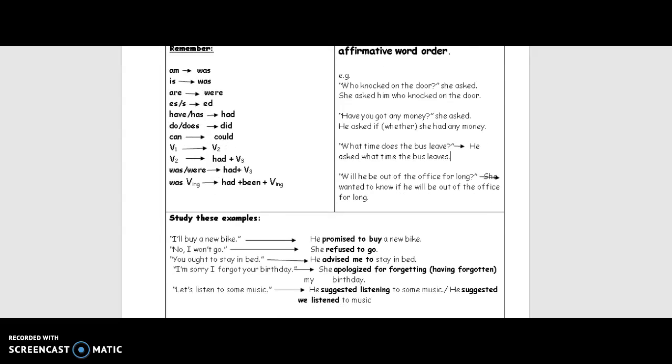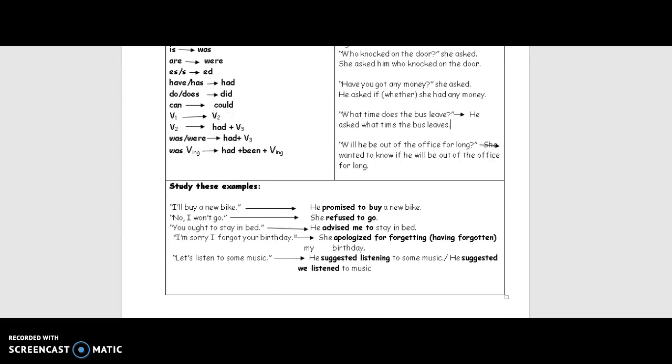Here we have some examples to study. Direct speech: "I'll buy a new bike." He promised to buy a new bike. "No, I won't go." She refused to go. "You ought to stay in bed." He advised me to stay in bed.